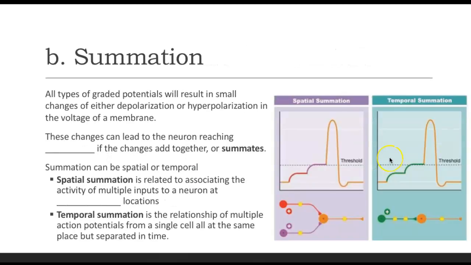So let's talk more about summation. All types of graded potentials are going to result in those small changes that we saw in that graph that are either depolarization or hyperpolarization in the voltage of our membrane. And these changes are going to lead to the neuron reaching threshold if all those changes add together or summate. So we have two types of summation that we're going to talk about. We have spatial summation, which is associated with the activity of multiple inputs to a neuron at different locations.